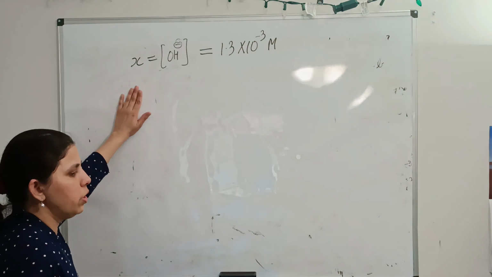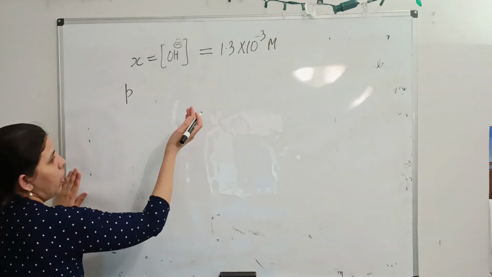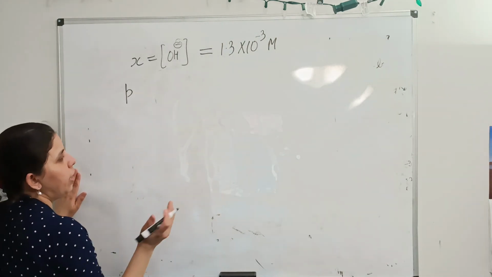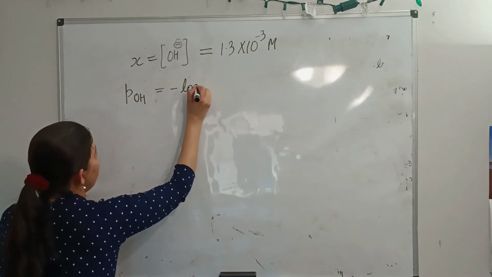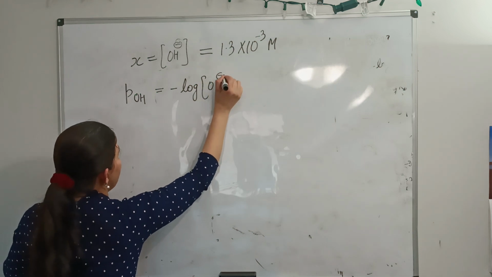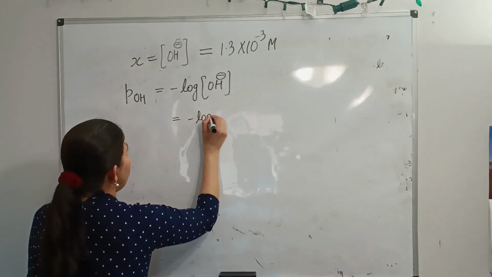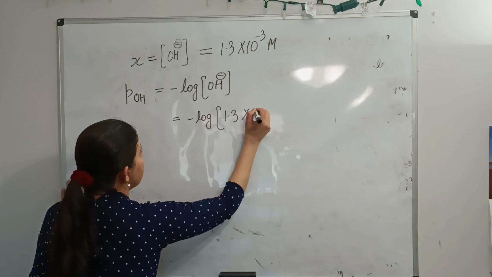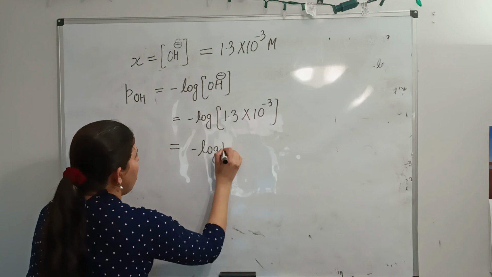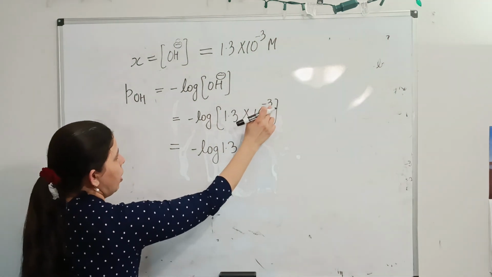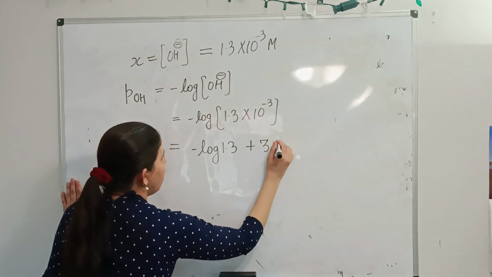So you can find out the pOH or the pH, whichever way you want to go. You can either find the concentration of H positive ion and then the pH, or you can find the pOH, which is nothing but negative log of concentration of hydroxide ions. So this comes out to be minus log of 1.3 times 10 raised to the power minus 3, which comes out to be minus log of 1.3 plus 3 log 10.